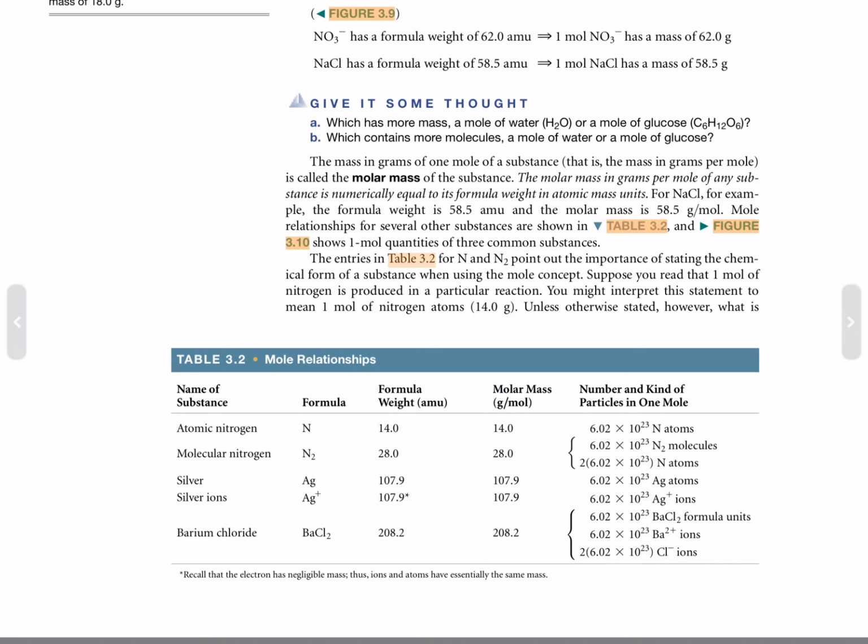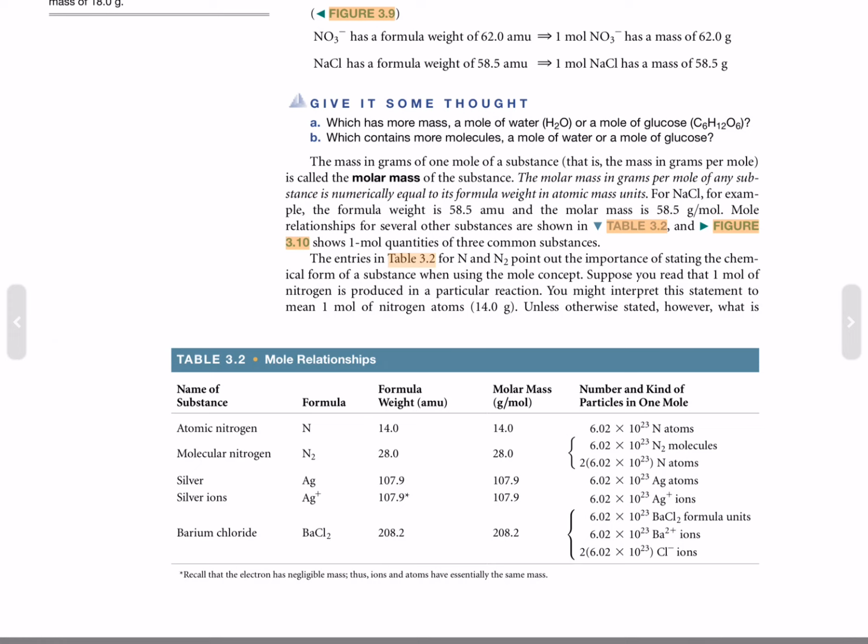The mass in grams of 1 mole of a substance, that is, the mass in grams per mole, is called the molar mass of the substance. The molar mass in grams per mole of any substance is numerically equal to its formula weight in atomic mass units. For NaCl, for example, the formula weight is 58.5 AMUs, and its molar mass is 58.5 grams per mole. Mole relationships for several other substances are shown in Table 3.2, and Figure 3.10 shows 1 mole quantities of 3 common substances.